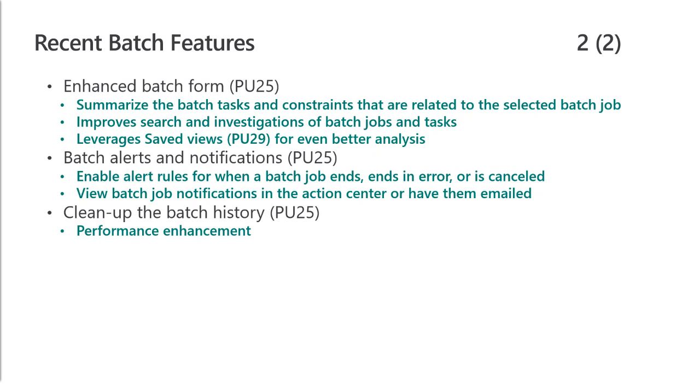And Timo touched on your role in making sure that the performance is as good as possible. We have two ways now to clean up the batch history in PU25. One is completely driven by number of days, and another one combines the number of days with a filter. So this should give you a good way to make sure that you only have what you really need in batch history.